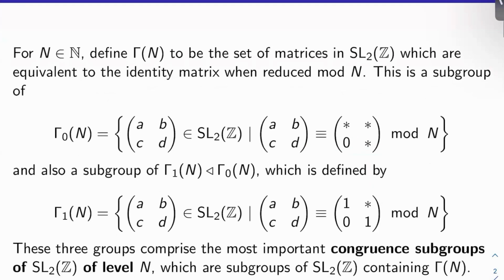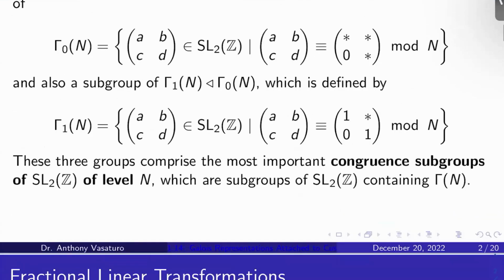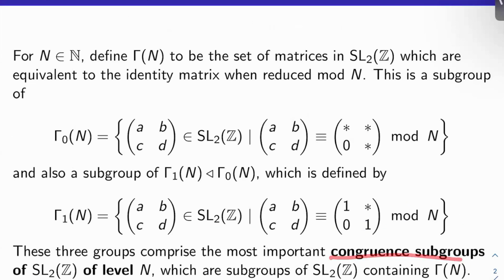And Γ(n) is also a subgroup of what we call Γ1(n), which is a normal subgroup of Γ0(n). And that's defined to be all matrices (a, b, c, d) in SL2(Z) that reduce to (1, star, 0, 1) mod n. Okay, so Γ(n) is in Γ1(n), is in Γ0(n), is in SL2(Z), right? And these three groups, Γ(n), Γ0(n), Γ1(n), comprise the most important of what we call congruence subgroups of SL2(Z) of level n.